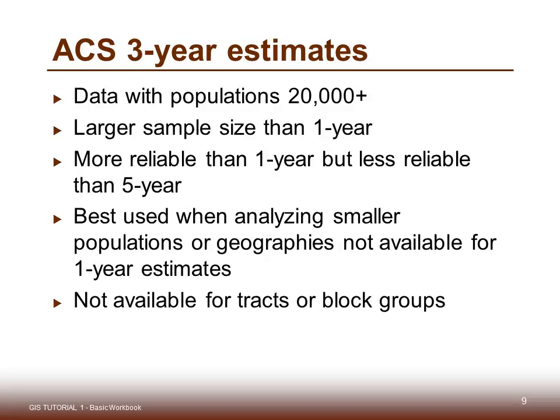The 3-year estimates apply to data with populations of 20,000 and more. They're a larger sample size than the 1 year. They're more reliable than 1 year, but less reliable than 5 year. They're best used when analyzing smaller populations or geographies not available for the 1 year estimates. They're not available for tracts or block groups.